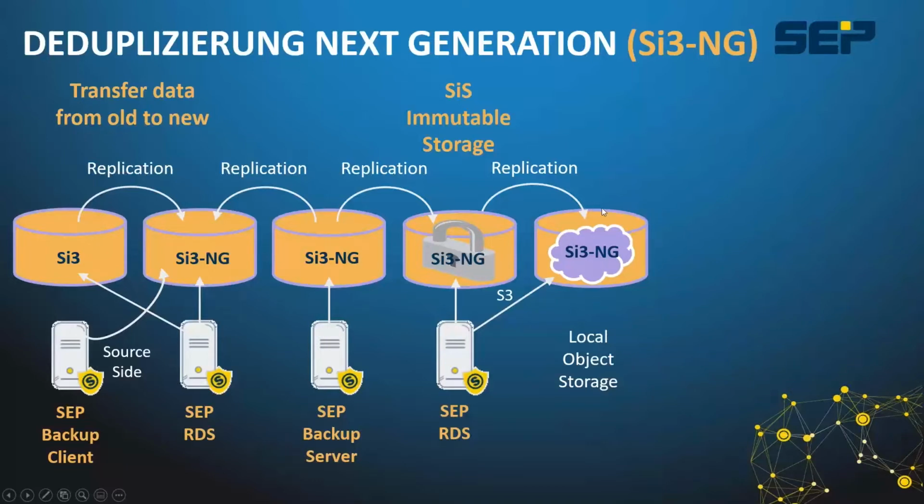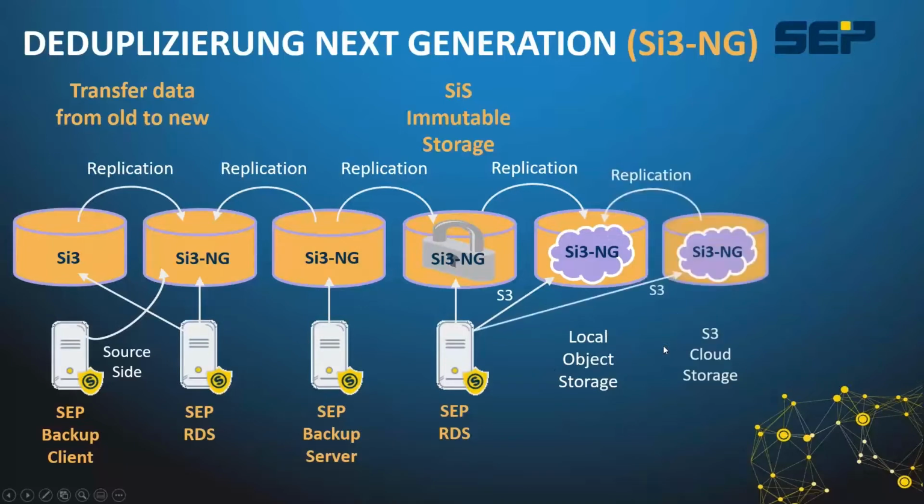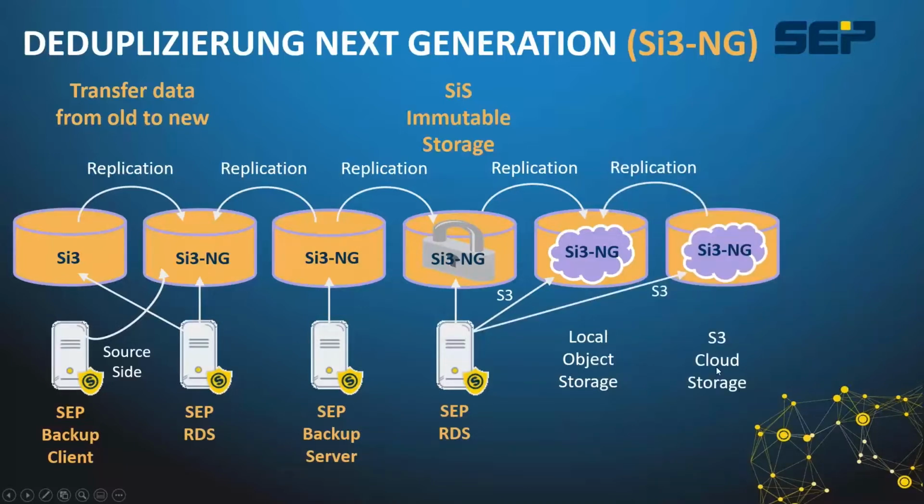So it's presented as a dedup storage, and in the background it's connected with an S3 target, and this could be a local object storage. This could be a S3 cloud storage. We will talk about the possibilities, what we have validated, what we have certified in a couple of minutes.